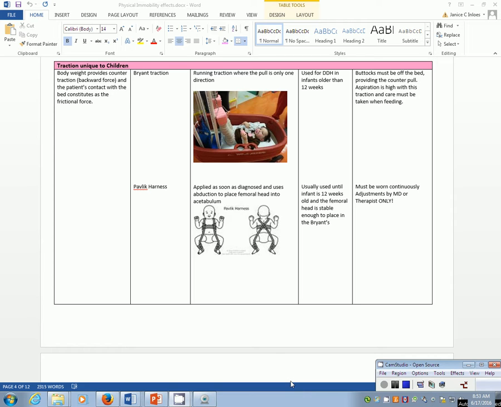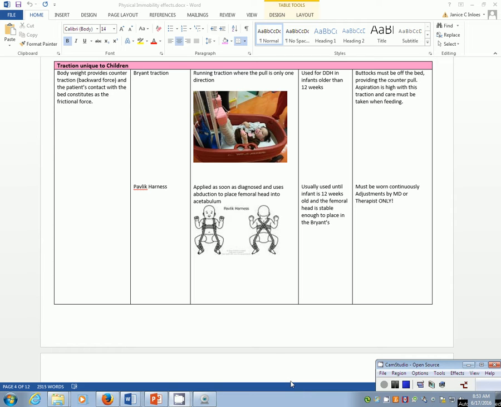Because the aspiration risk is so high in these children, RNs should be the ones that take care of babies that are in Bryant's traction. It looks like it would be a very easy thing to do. You would think, hey, let the LPN take care of this kid, but that is not how it works with Bryant's traction. The pelvic harness, on the other hand, looks really complicated, but the care is not as complicated, and it doesn't have any high risk factors as far as aspiration or anything.